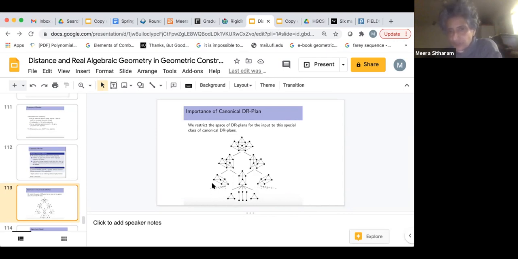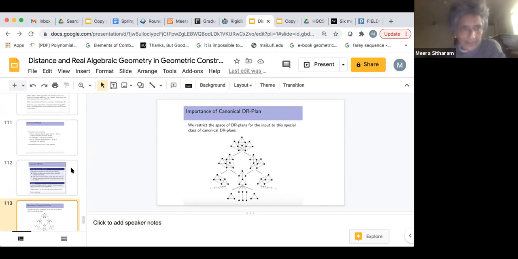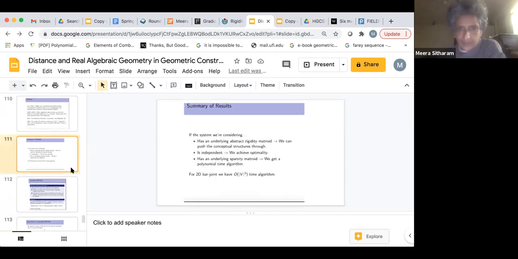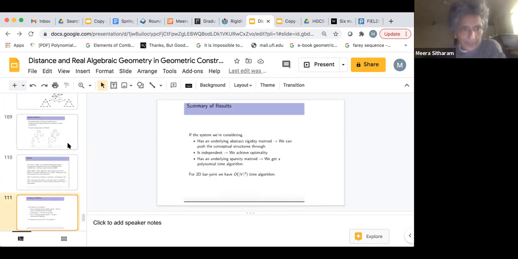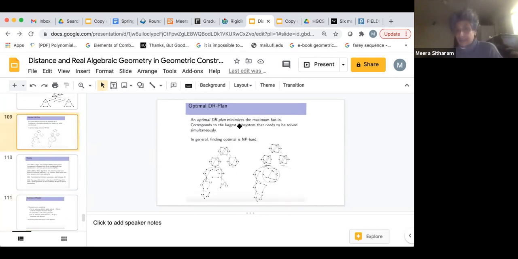And so that's what it looks like in all of those cases. So this is a DR plan that satisfies this canonical property. As you can see, the goal is to get the optimal DR plan, the one that minimizes the maximum fan-in.